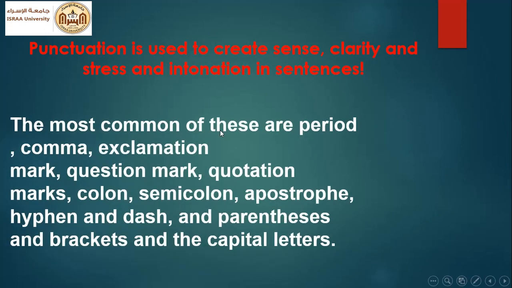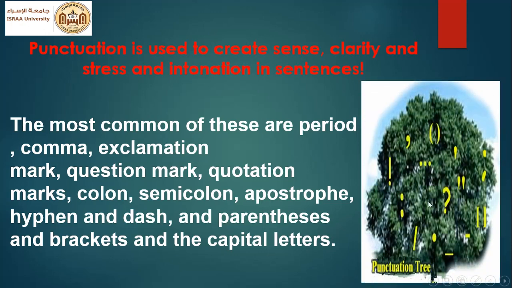There are many types of punctuation marks, as we will see, and each type has a function or many functions also. The most common of these types are the period, which is the full stop, the comma, the exclamation mark, the question mark, quotation marks, colon, semicolon, apostrophe, hyphen and dash, parentheses and brackets, and the capital letters. As we see here in the punctuation tree, we have the symbols of these punctuation marks: brackets, comma, exclamation mark. It's clearer in the next slide.